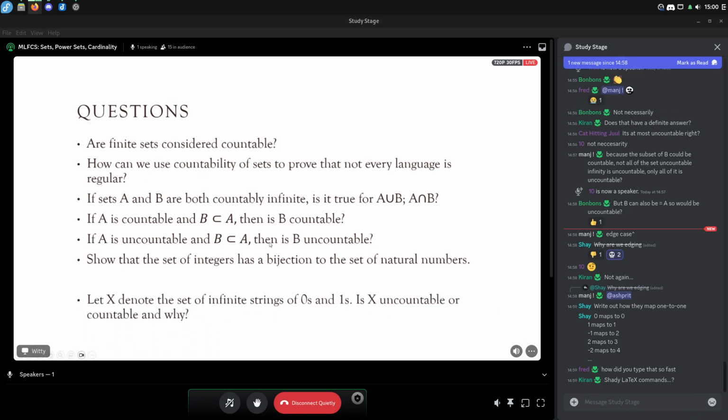Alright, this is the final question and kind of requires a bit of a proof, which I'll show you. So, let X denote the set of infinite strings of zeros and ones. Is X uncountable or countable, and why? If you want to make your knowledge and foundations concrete for infinity and countable and uncountable, this is a good question to take a look at. So if X denotes a set of infinite strings of zeros and ones, is it countable or uncountable, and why?